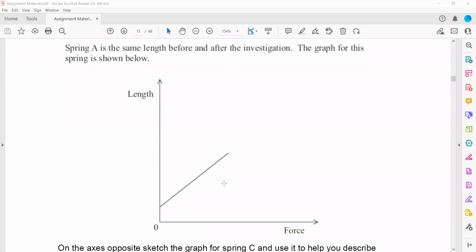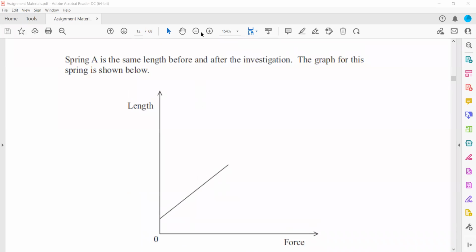So first example, C is obeying Hooke's law because it's a straight line. Then when we are increasing the force, the extension is increasing, and this point X is representing the elastic limit. Elastic limit means after this, the object will not return back to the same original length. And then when we remove the force, it will deform.